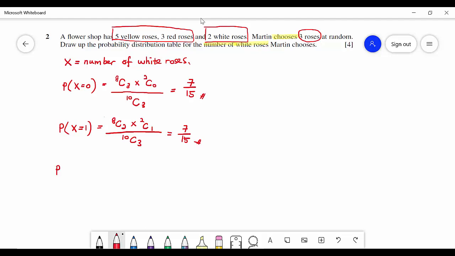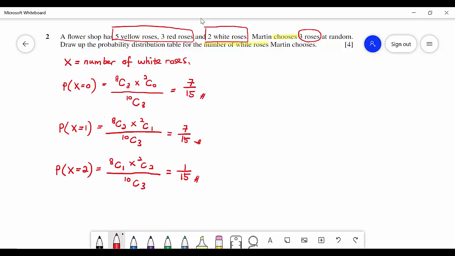And another possible answer is that you can get 2 white roses. So if you want to have 2 white roses, that means of the other color roses you have only 1. So 8 choose 1, multiplied with 2 choose 2, and divided by 10C3. So for this case, you are having 1 over 15.